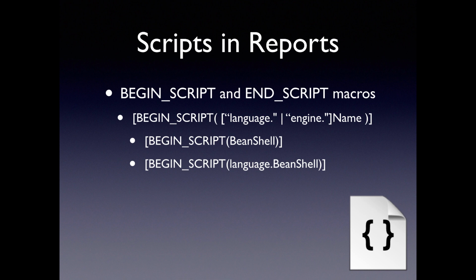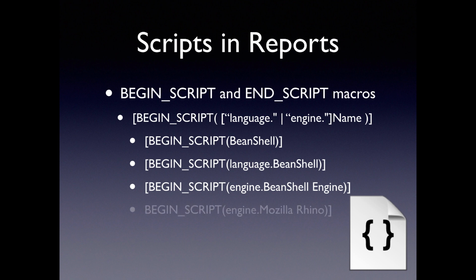Now, if we wanted instead to define a particular engine, we could do that. So begin script engine.bean shell, that's the engine name for Bean Shell. And you could do other engines as well, like engine.mozilla Rhino. So you might be wondering, why would I want to bother to define a specific engine?